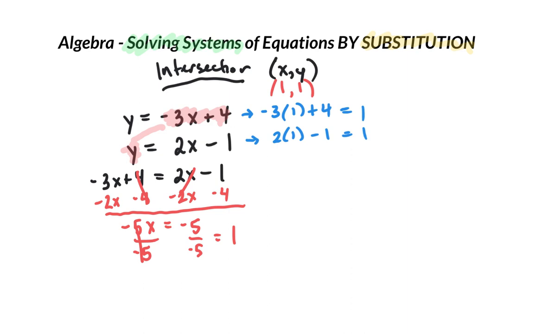So first method of substitution, you have two lines, y equals, set them equal to each other. If they're both equal to y, we can substitute. Let's do the other kind of substitution.